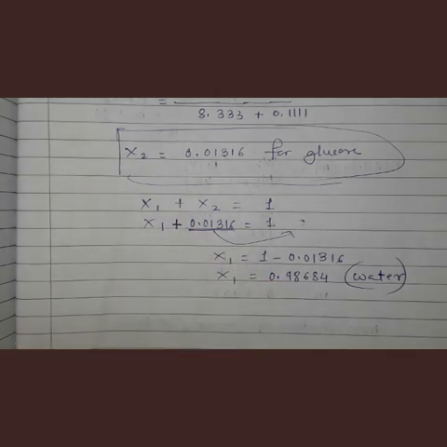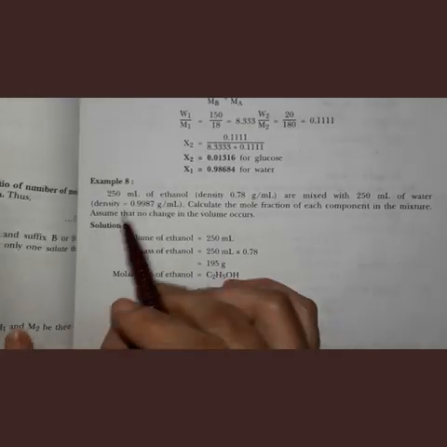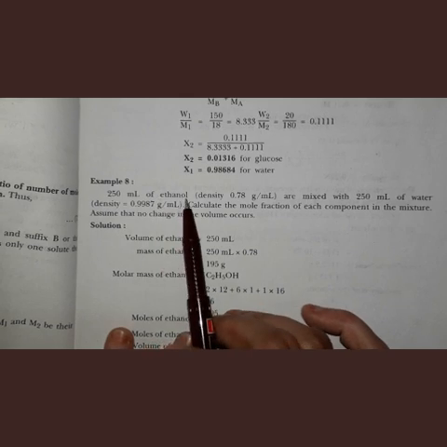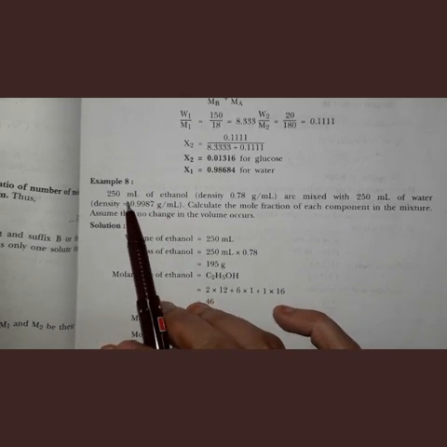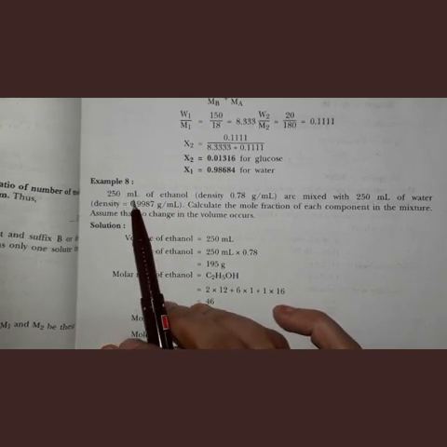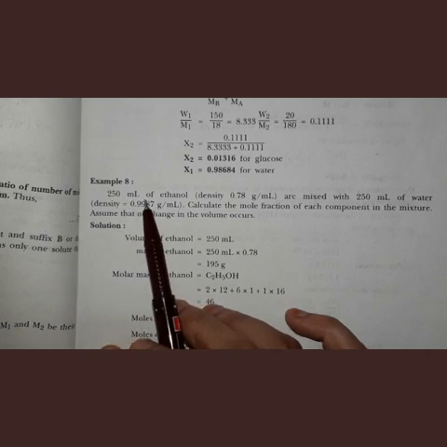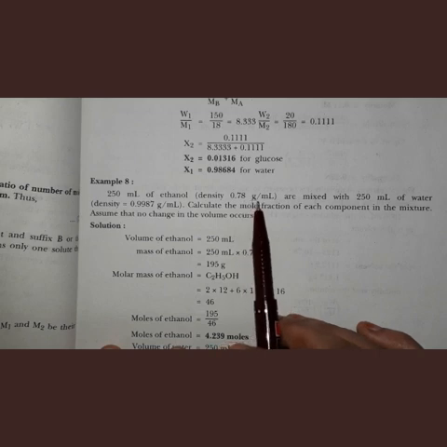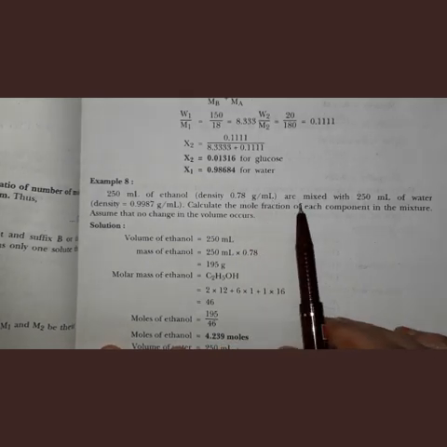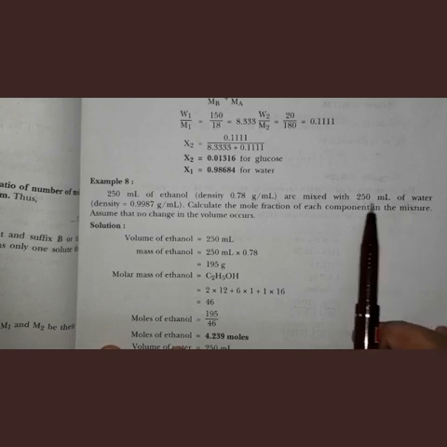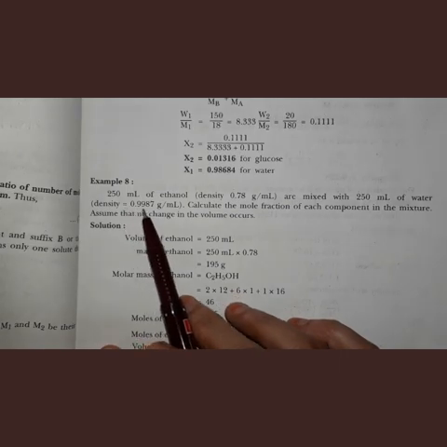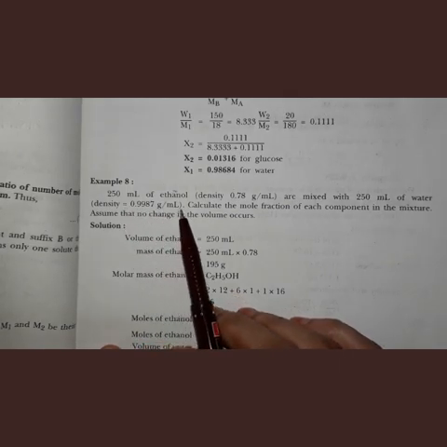Okay, let us see one more example, example number 8. 250 ml of ethanol. It is given in ml, that means they have given volume. Density they have given is 0.78 grams per ml. It is mixed with 250 ml of water, density 0.9987 grams per ml.